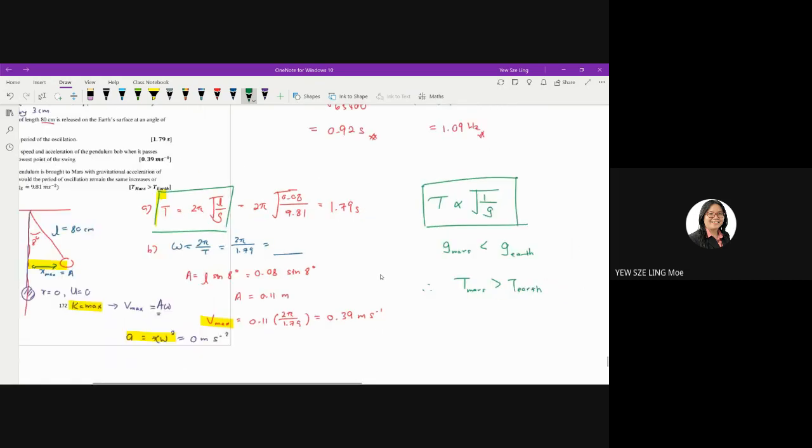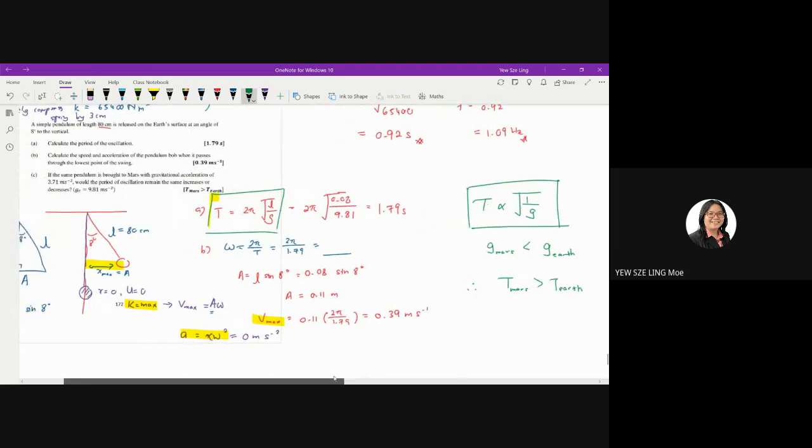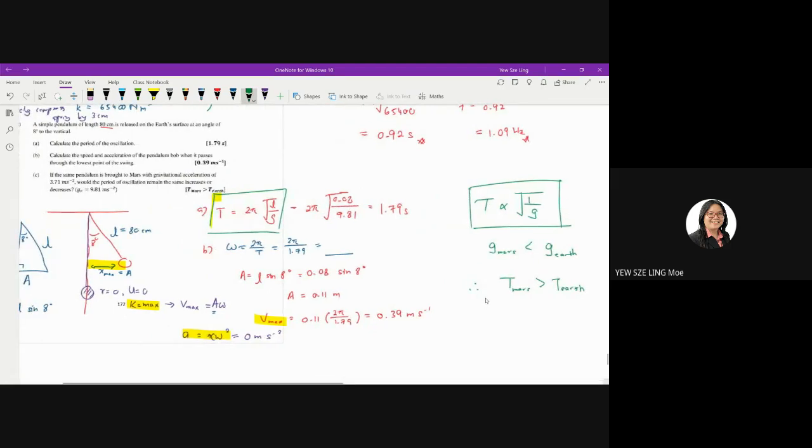Now, of course, some students like to use calculations because they don't know how to solve it using the relationship. That also can. So you calculate by substituting G equals 3.71. From there, you will see that T on Mars is larger than T on Earth. If you don't know how to use the equations or relationship, you can also use values. Substitute G with 3.71, calculate, and then compare the values you obtain with the value from question A. You compare and see which one is larger, then you make a conclusion.